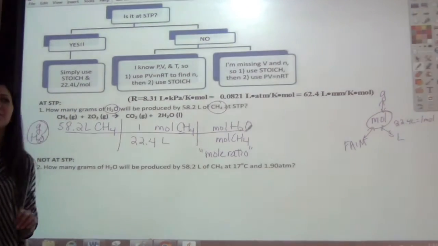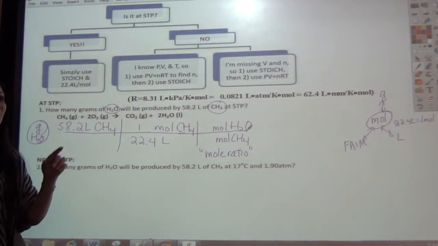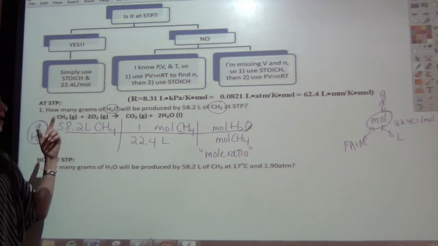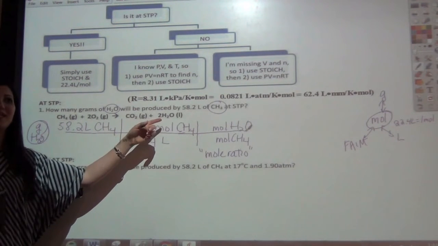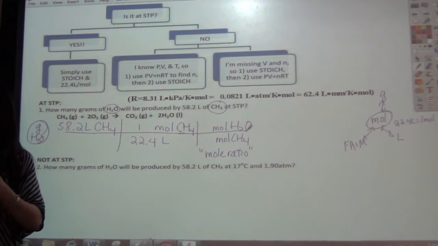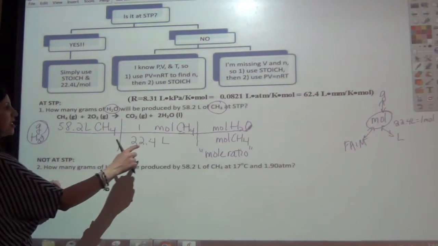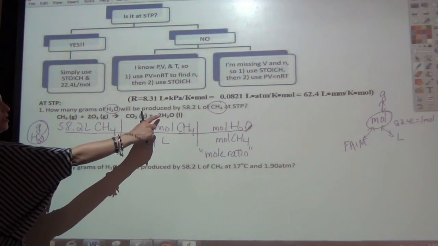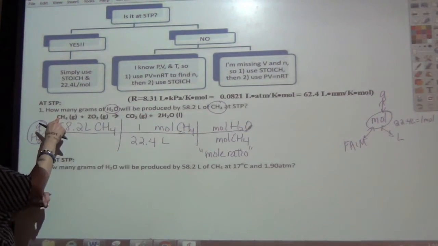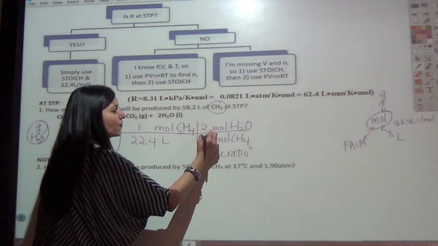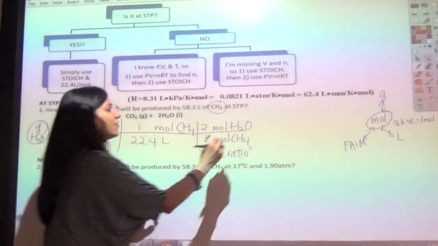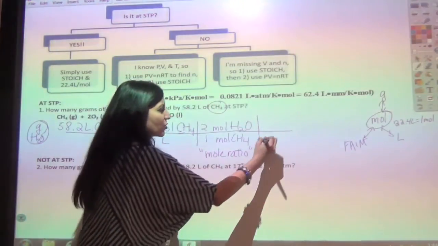And now how am I supposed to get my ratio? The balanced equation, because what represents moles in the balanced equation? Coefficients. Nice, the number in front are the coefficients. So I'm looking for H2O over CH4. So what number goes with the H2O? 2. And what goes with CH4? 1. So it's a 2 over 1. We're almost done. They want our answer in grams. So I have one more step.